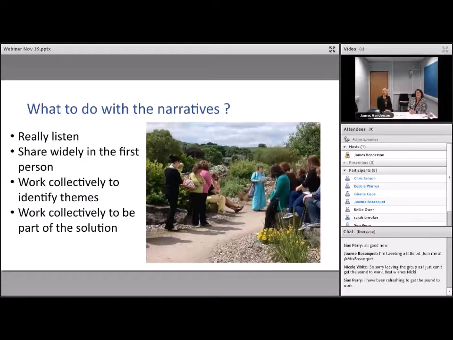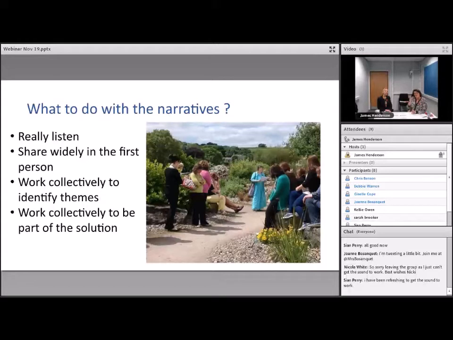So it's very easy when you hear a story like this or an experience to transcribe it into your own words, but what you will lose is the power of that emotive. So always tell the story in the first person.